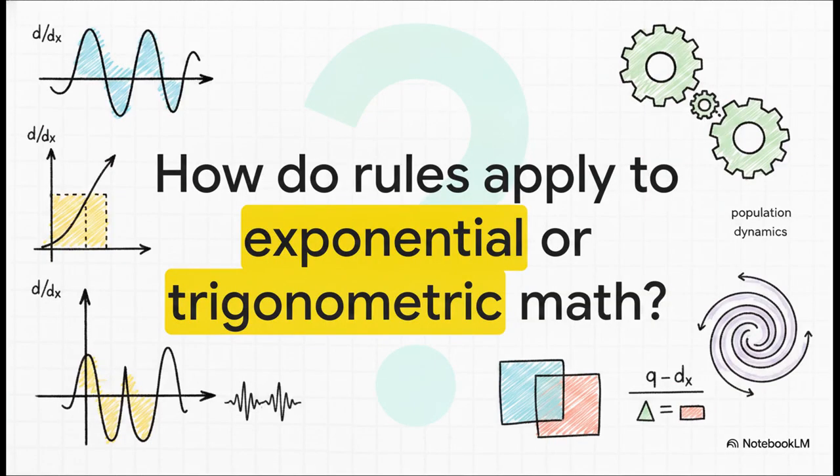So now that you've totally mastered polynomials and rational functions using these shortcuts, I want to leave you with a final thought. How do you think these exact same differentiation rules apply to the wilder parts of math? Imagine how these very same tools, the product rule, the quotient rule, are used to unlock the chaotic waves of the ocean using sines and cosines, or even the explosive exponential growth of a viral trend. The foundation you've built today applies to all of it.